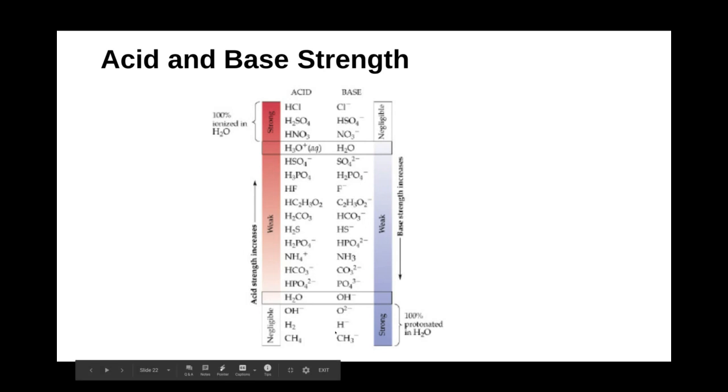On the other side, we have very strong bases, oxide, a proton, and then a methyl group, CH3. Those are very, very strong bases. They form very, very weak acids. So, and then there's a middle ground in between, right? You have carbonic acid and so on and so forth.